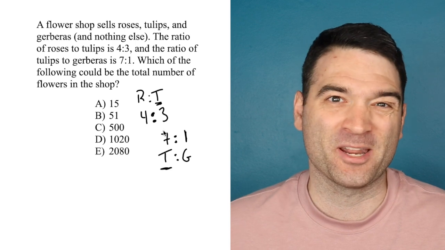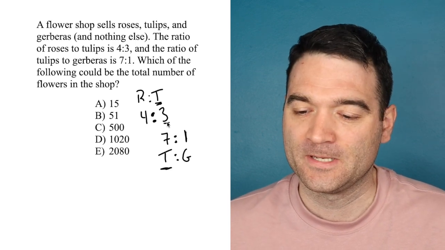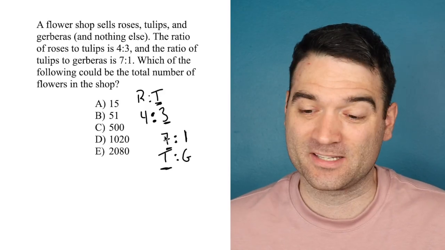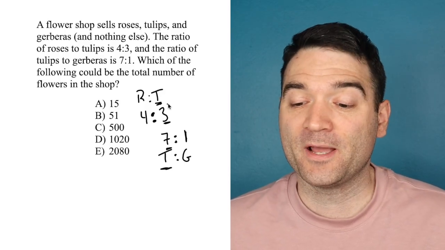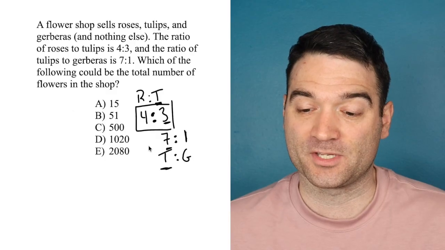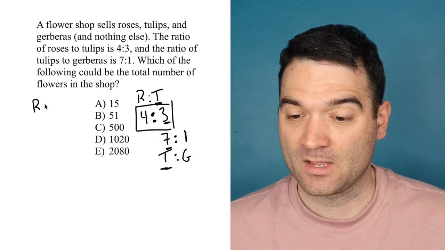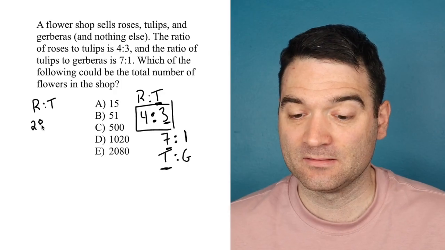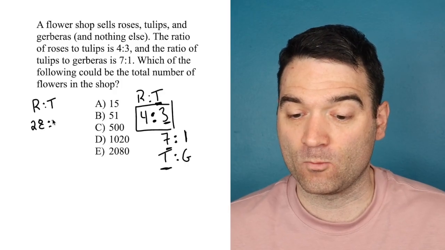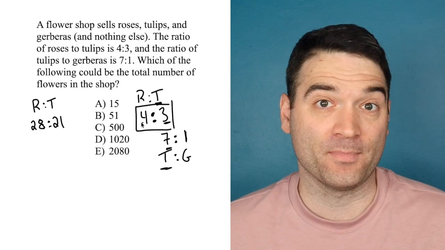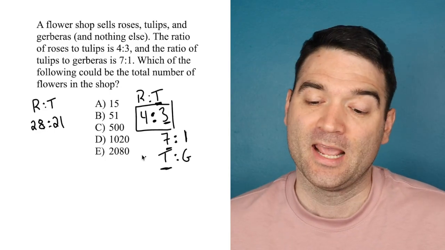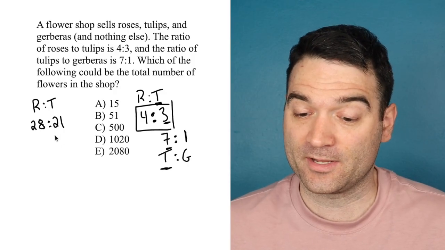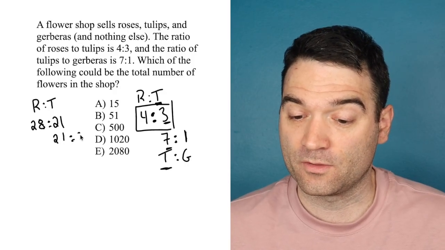Well, common denominator, same idea as what we do with fractions. So what number can I get both of these numbers to? Immediately I look at this and I say, how about 21? So I'm going to multiply the first ratio by 7 on both sides. So now the new ratio of roses to tulips is going to be 28 to 21, right? I just multiplied both sides of the ratio by the same number. I'm allowed to do that. And then the new ratio for tulips to gerberas is going to be 3 on both sides. So now it's 21 to 3.